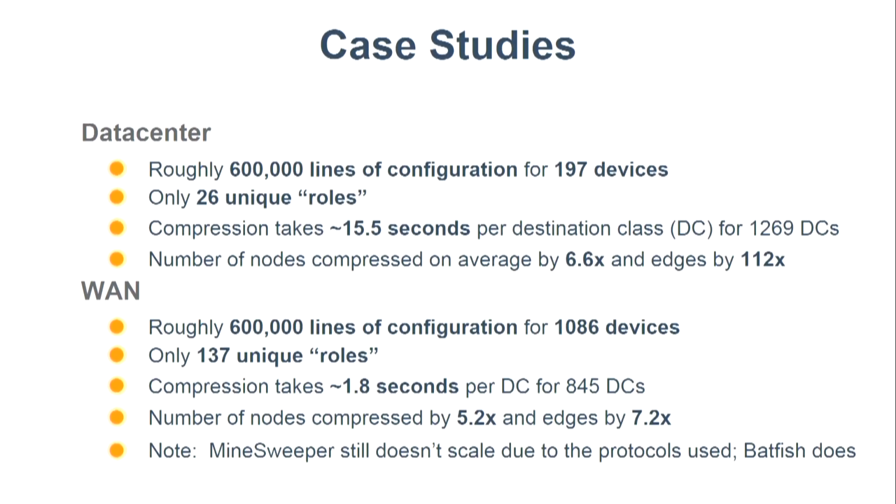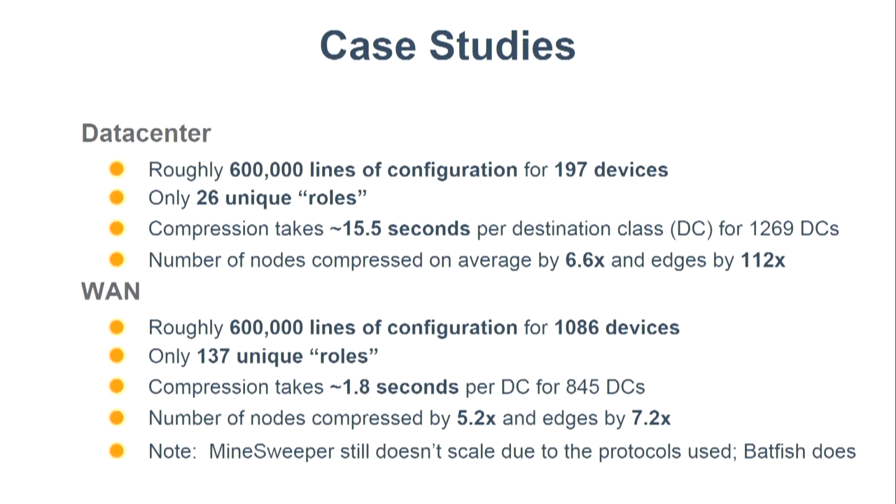Compression took only about 15 seconds for each destination. There are 1,269 destinations, which each have to be done separately, but those can all be done in parallel. So this compresses nodes on average by about 6 times and edges by about 100 times.